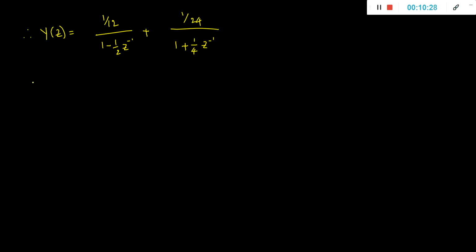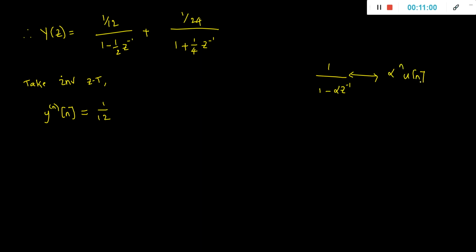So now the last step is we should take its inverse z transform. We have the natural response y n of n, this being equal to, we know that 1 by 12 is a constant, so that's simply kept as it is. Now we know that 1 divided by 1 minus alpha z inverse forms a z transform pair with alpha raised to n u of n. We are talking about the one-sided z transform now. So 1 by 12 into 1 by 2 raised to n u of n.